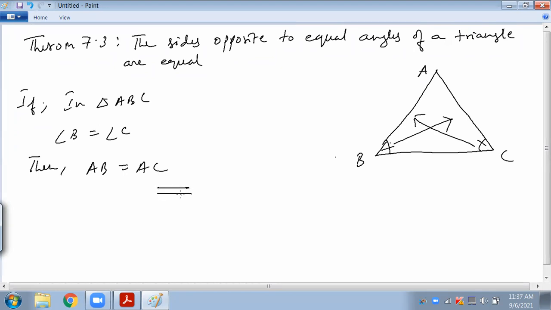And both these two theorems are also known as isosceles triangle property. Both these theorems are what? The properties of isosceles triangle.